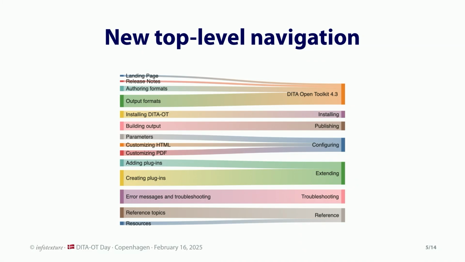So what was in the past the parameters section and the section about customizing your HTML output, that was always about customizing your HTML output by changing parameters. That wasn't about building plugins, right? And we did the same thing with PDF. There was a way to customize PDF by changing some settings. And all of those things that you just do by changing settings are now in what's called configuring.